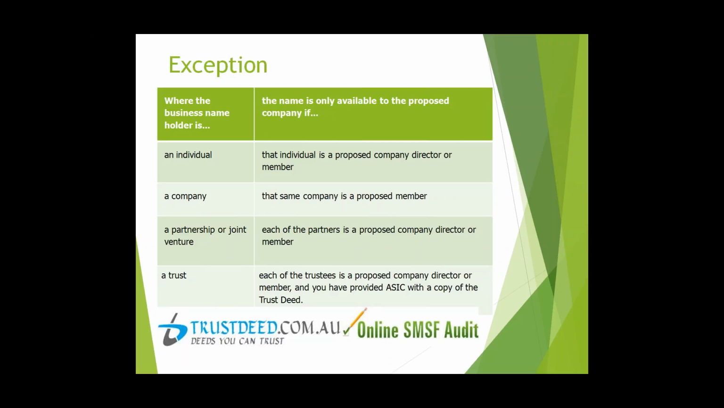but under certain circumstances. When the business name is owned by an individual, that individual has to be a director or member in the proposed company. Where the business name is owned by a company, that company must be a member in the proposed company. Where the business name is owned by a partnership or joint venture, each of the partners must be a director or member in the proposed company. Where the business name is owned by a trust, each of the trustees must be a director or member in the proposed company, and a copy of the trust deed must be provided to ASIC.